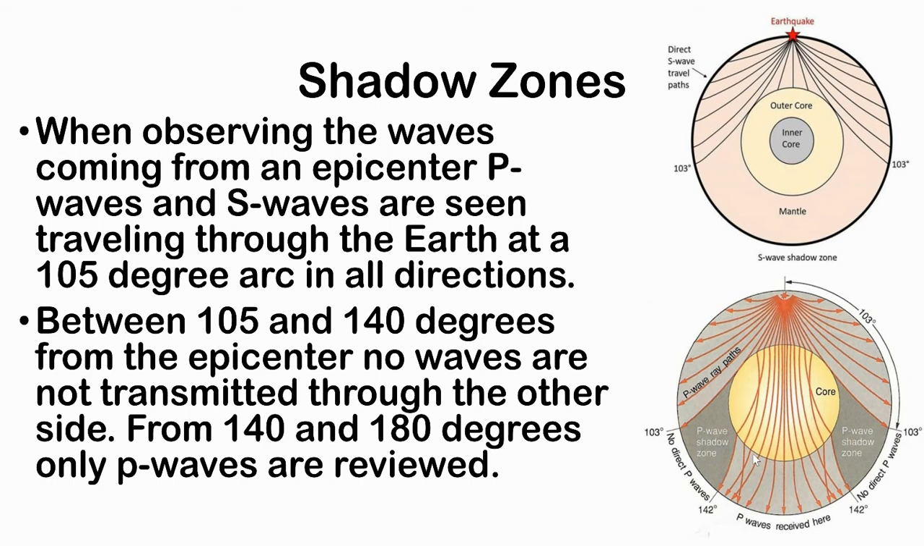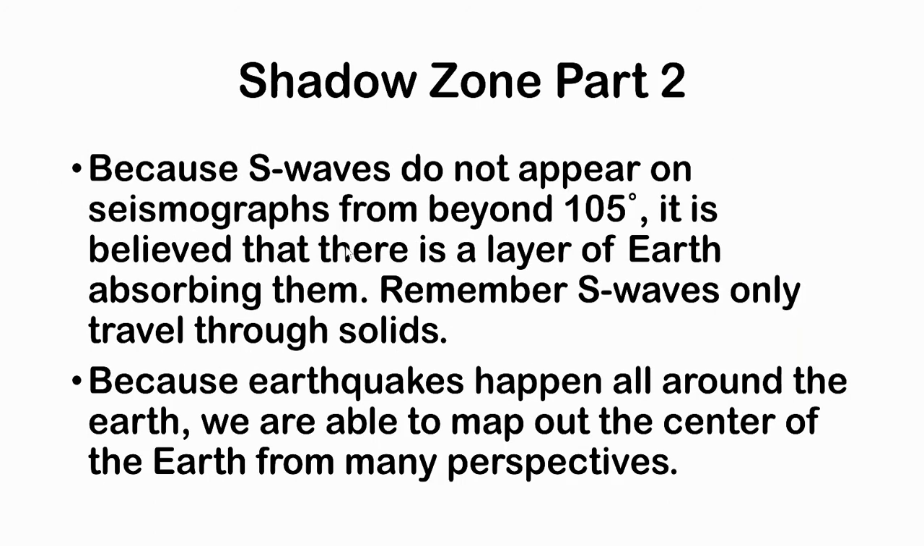Since we know P waves can travel through liquid, we know that the waves are able to travel through. And so we believe there is a liquid core that the P waves travel through. They do change direction through refraction, but we don't see any S waves. So we think there's a liquid core that is blocking the S waves. And that's the idea of how we know the Earth has layers.